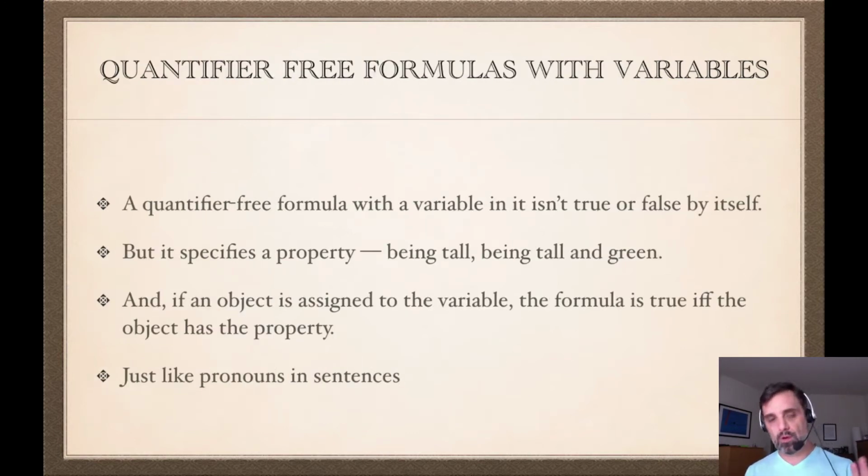So quantifier-free formulas with variables are like quantifier-free sentences with pronouns. The quantifier-free formula with a variable in it by itself is not true or false. It does, however, specify a property like being tall, or being tall and green, or being a frog and green, being such that green if a frog, or said differently, either not a frog or green. And then if we assign an object to the variable, then we can say that the formula is true if and only if that object has the property. And so they're basically working just like how pronouns in sentences do.